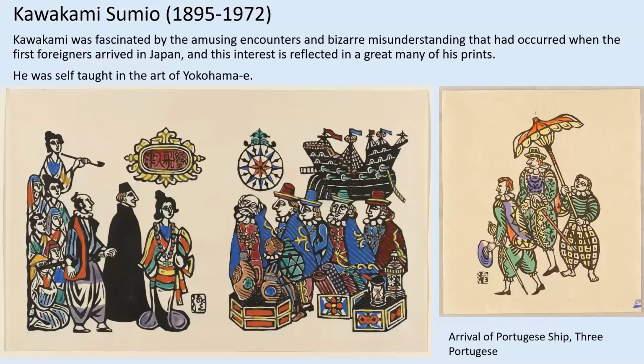So now we're going to move on to Kawakami Sumio, who was alive from 1895 to 1917. Kawakami was fascinated by the amusing encounters and bizarre misunderstandings that had occurred when the first foreigners arrived in Japan, and this interest is reflected in a great many of his prints. He was a self-taught artist in the art of Yokohama-e, which I'm going to explain in the next slide.